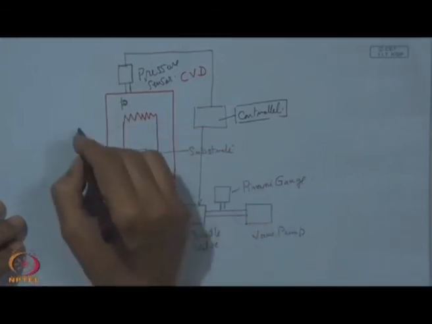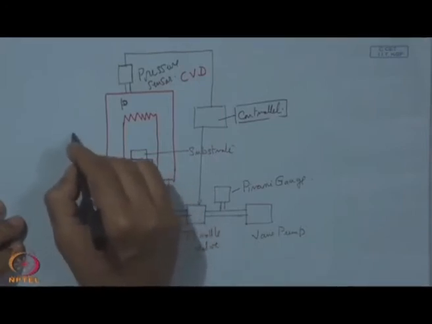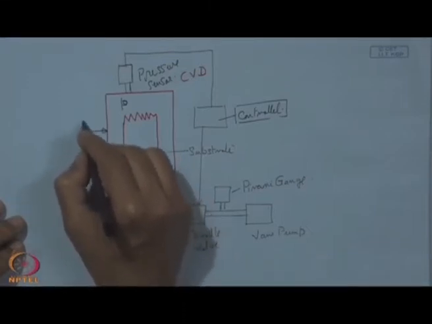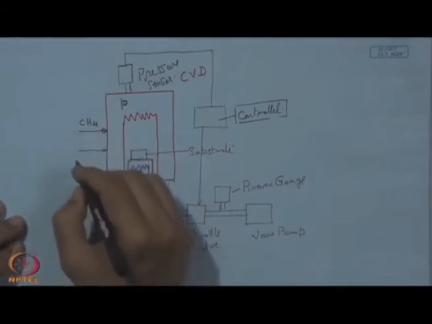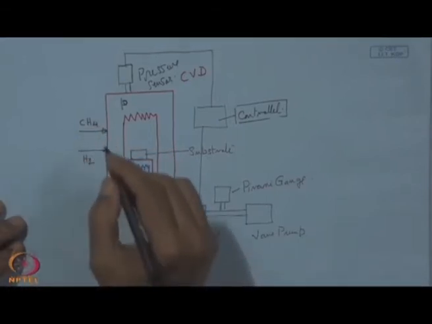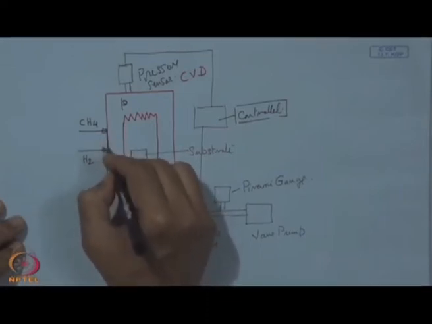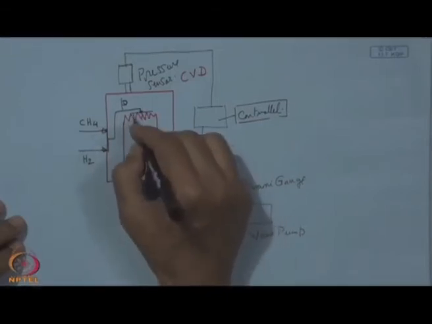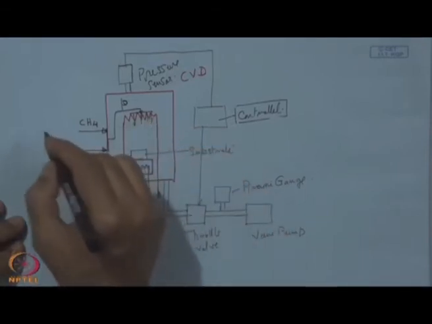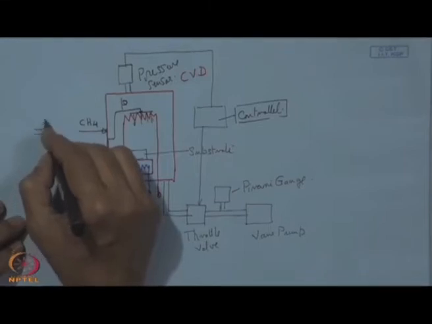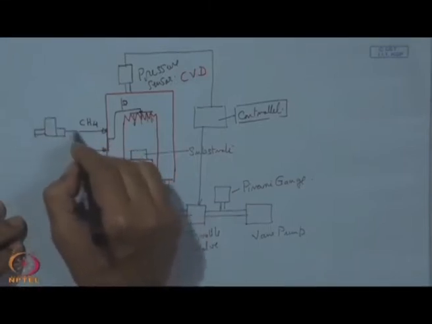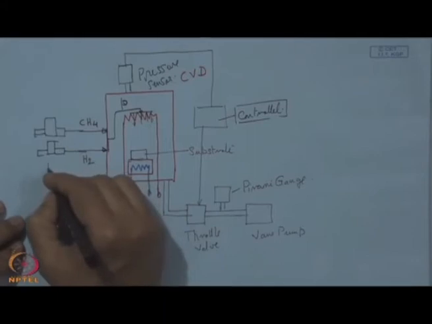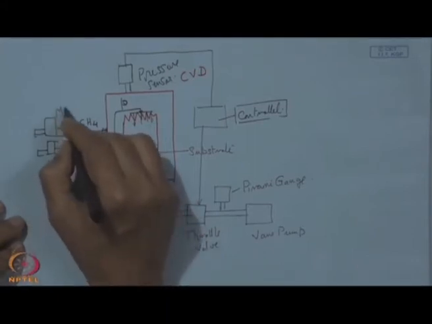Now, on this upstream side incoming are two gases. One is CH4, that is the source of carbon, and here we have hydrogen, and they can be mixed before entry, and through this it can be just like a shower. So, here we can have a shower. So, this gas will be showered over this filament, and on this side obviously we have the mass flow controller MFC. So, the MFC, one for hydrogen and another for methane. So, this is the basic CVD setup.